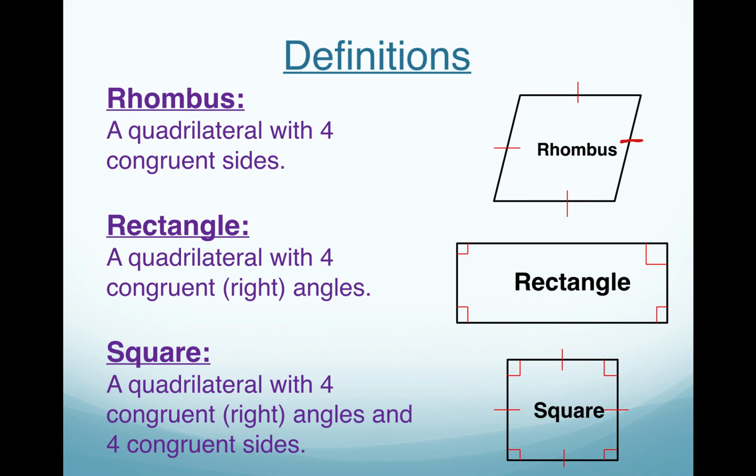A rectangle is a quadrilateral with four congruent right angles. So we don't say anything about the sides, but it has to have four right angles. All of its angles are right. And lastly, a square is a quadrilateral with four congruent right angles and four congruent sides. So all the sides are congruent, all the angles are congruent, and they're all right angles.